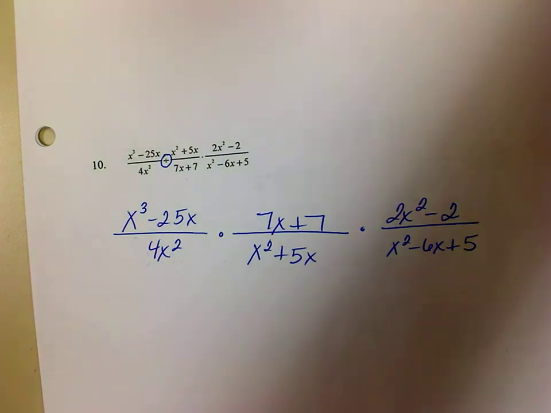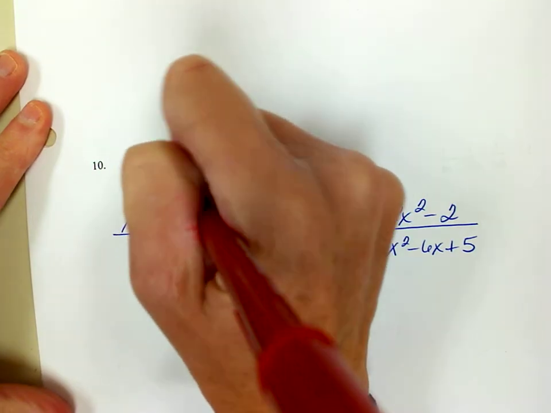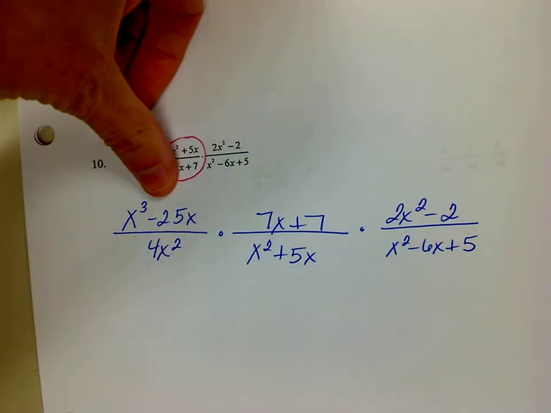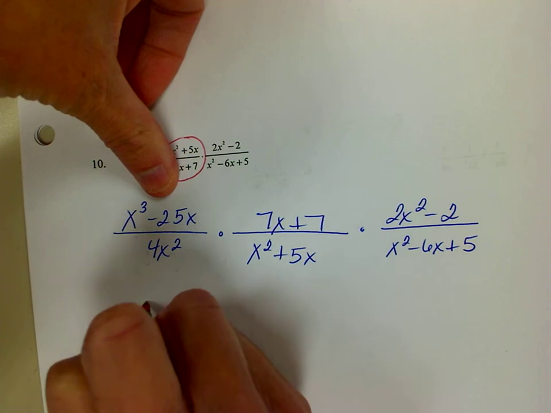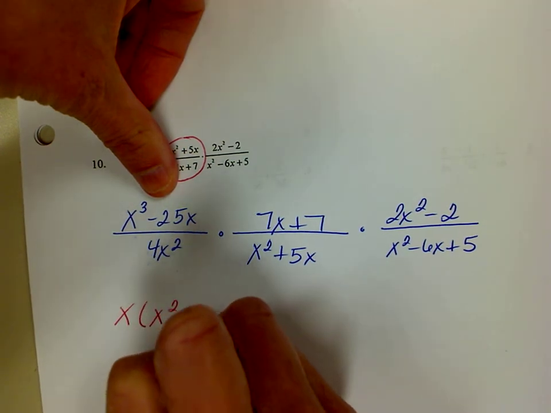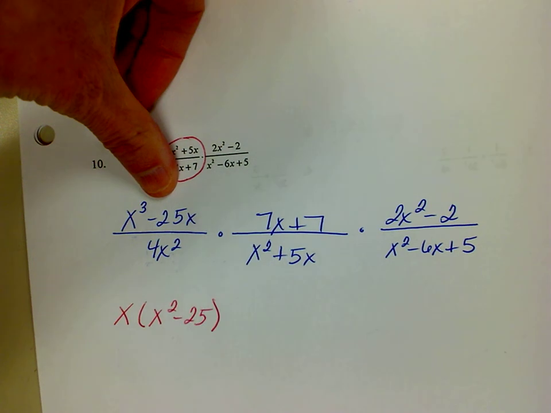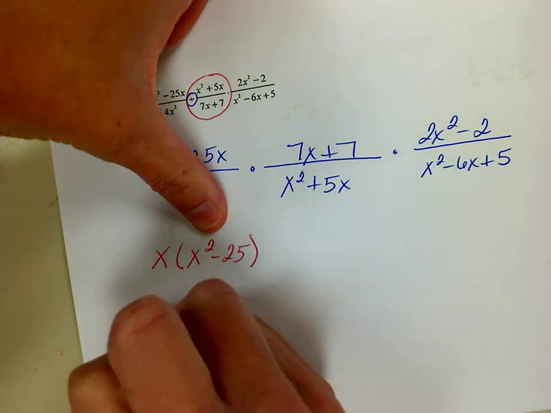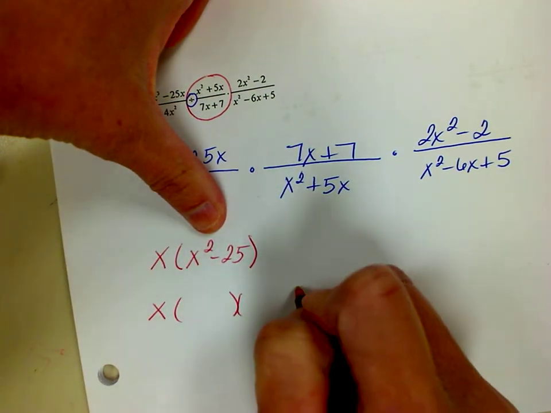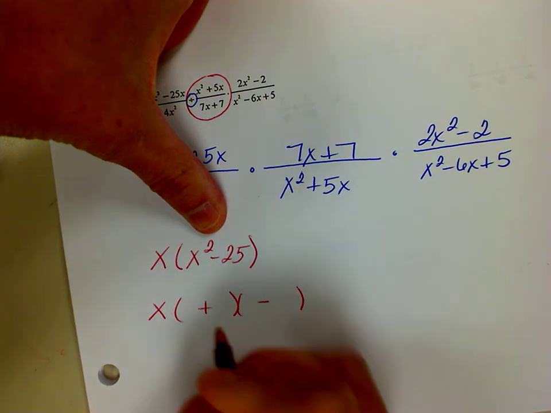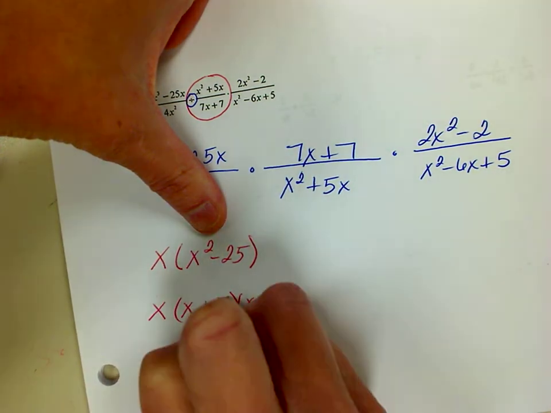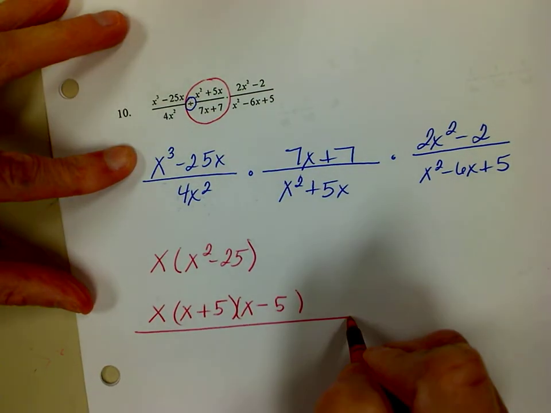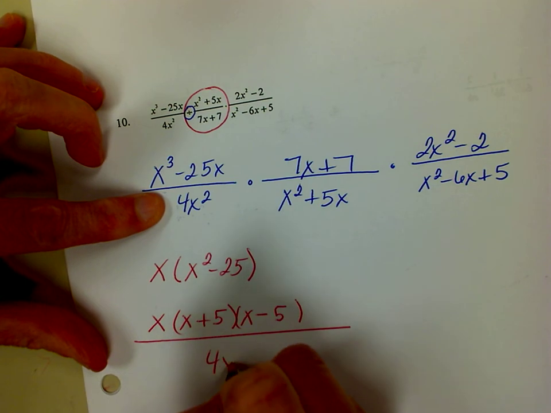Okay, now that this is taken care of, now we're going to factor. All right, so this one right here, I can take out an x, get x squared minus 25. Now I actually can factor this again because I have a difference of perfect squares. So bring down the x. My signs are going to be different. X times x is x squared. 5 times 5 is 25. So that is this. Okay, I can't do anything with the 4x squared, so I'm just going to bring that down.